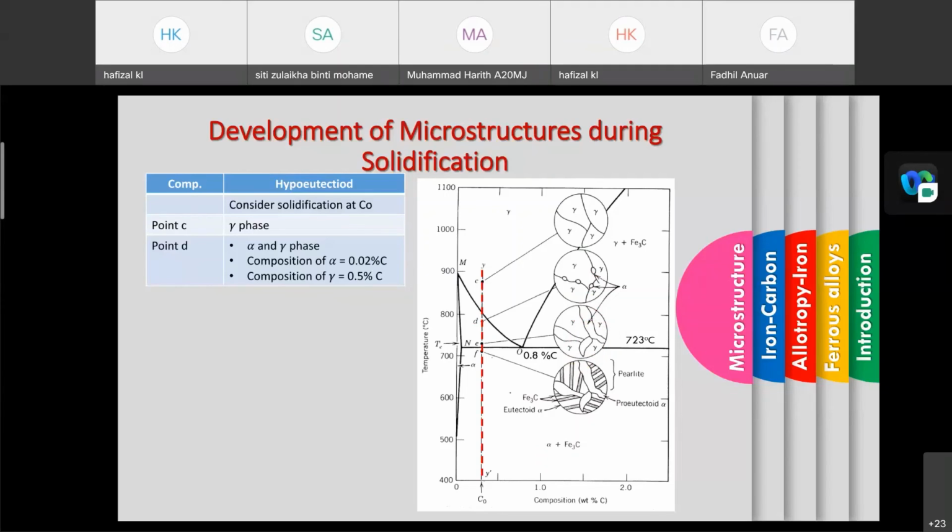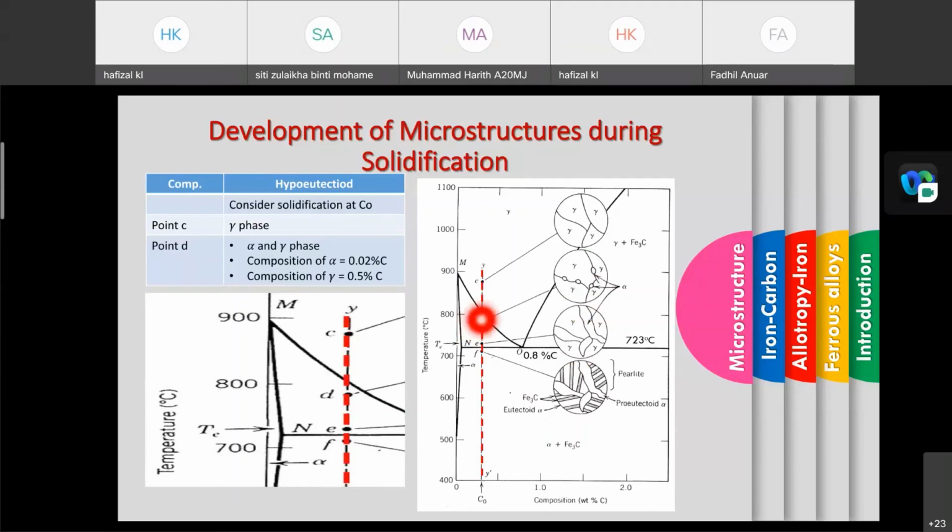And then if you want to look at the composition at point D here, maybe we can make the diagram bigger. The diagram is something like this. During the process, we can make a tie line here to indicate the value of this point and also this point. So the composition of alpha at this point is around 0.02% carbon, and the composition of gamma at this point, the value of carbon is 0.5%.